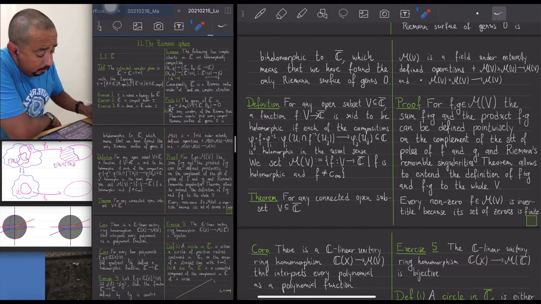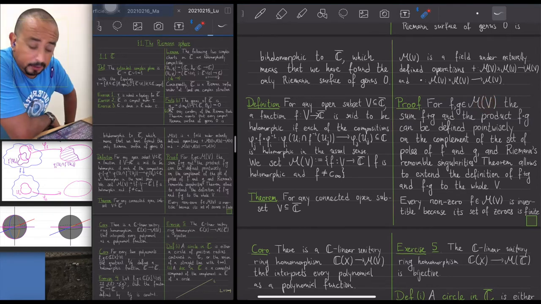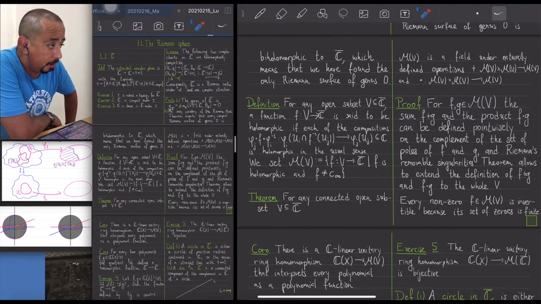Notice that this can be done for any open set V. You don't need it to be connected to define this addition and this product. Now, when does the connectedness of V play a role?